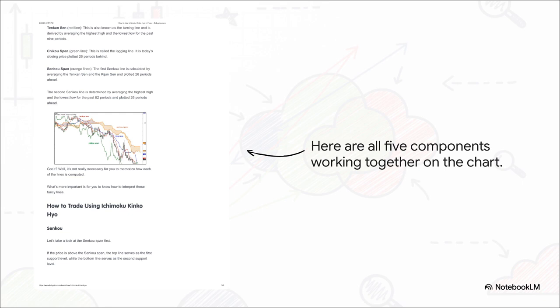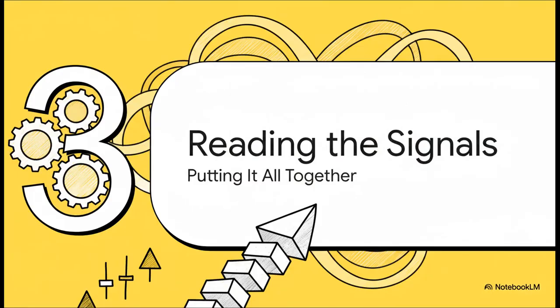You got the fast red line, the slower blue line, that green reality check line trailing behind, and you can see the price interacting with that futuristic cloud. See? Each piece is just telling its part of the story. Okay, so we've met the players. Now let's see how they team up to give us actual, concrete trading signals.